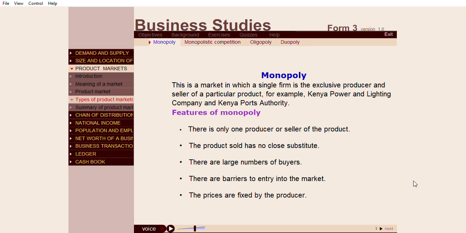Features of monopoly. There is only one producer or seller of the product. The product sold has no close substitute. There are large numbers of buyers. There are barriers to entry into the market. And the prices are fixed by the producer.